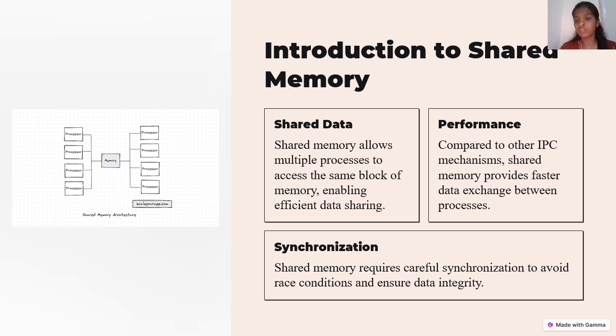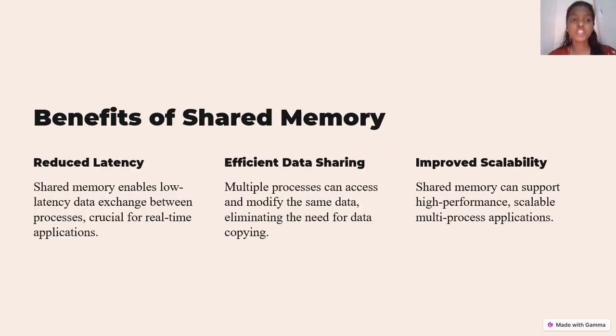And the next is performance. Compared to other IPC mechanisms, shared memory provides faster data exchange between the processes. And the last one is synchronization. Shared memory requires careful synchronization to avoid race conditions and ensure data integrity. Here we can see a picture of the memory and the processors, how the memory is connected to the four processors on the right side and the left side. This is the architecture of shared memory. This is all about the benefits of shared memory.